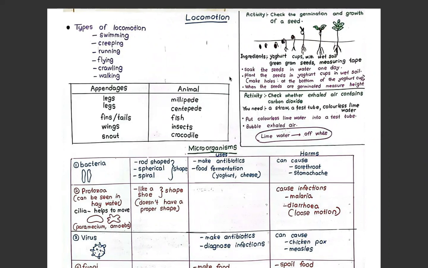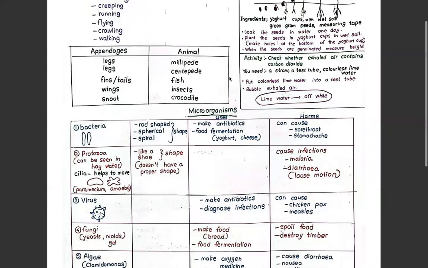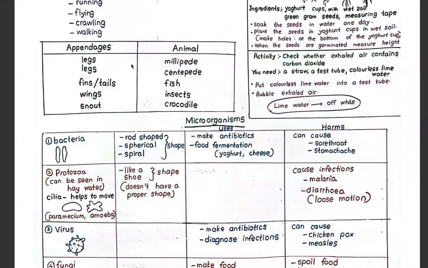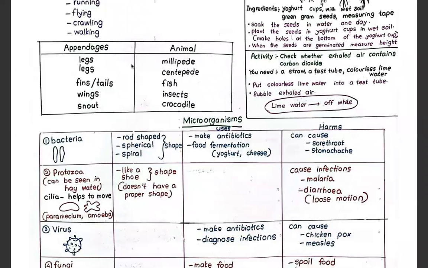So what are the types of locomotion? How can they locomote? By swimming, they can creep, right? Running, flying, crawling, by walking. They can move from one place to another place. And then we learned appendages. Appendages, avayava, right? Means the parts that help locomotion.